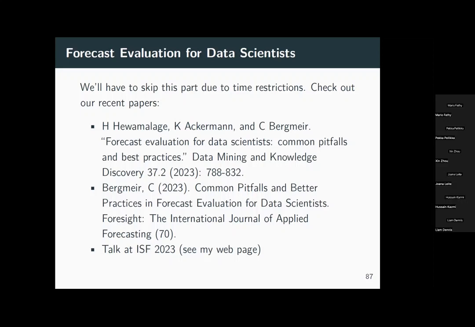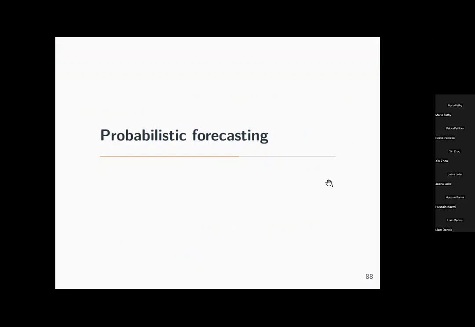We have this paper covering it. I also wrote a bit more of an applied paper in the International Journal of Applied Forecasting about the same topic. I have a talk at ISF this year. You can check that out on my webpage. But apart from that, I think, yeah, we skip over this topic.